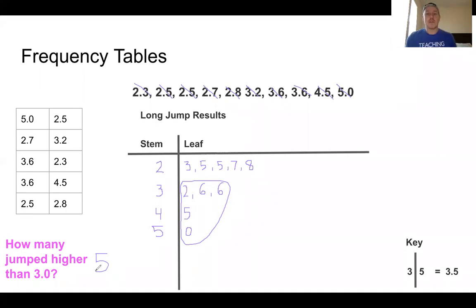We could also easily say who was the winner, who jumped the furthest, and that was this person that jumped 5 and 0/10. Who jumped the least amount, or who jumped the shortest distance, and that was 2 and 3/10. Okay, so now we should know how to not only read a stem and leaf plot, but how to create a stem and leaf plot. Remember, stem and leaf plots aren't always tens place, ones place. It can sometimes be represented with decimals and fractions, and that's kind of what we expect in 5th grade, okay?